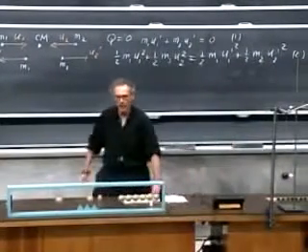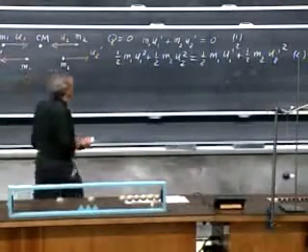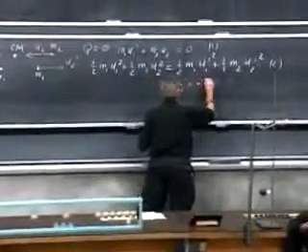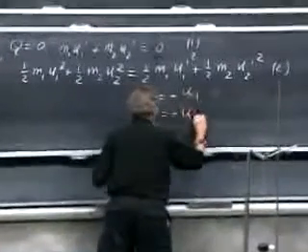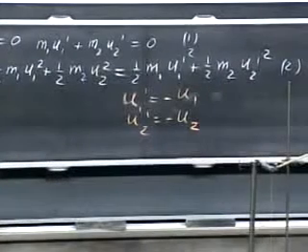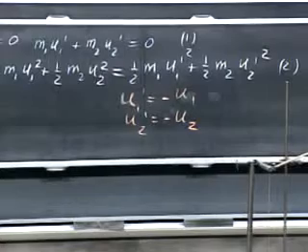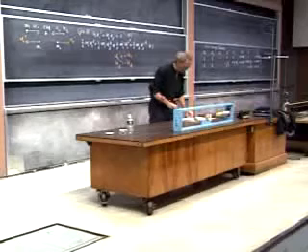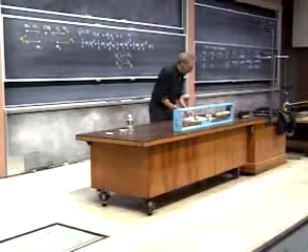Nature can solve that quicker than we can, and the result is amazing. The result in the center of mass is that u1 prime equals minus u1 and u2 prime equals minus u2. And that is an amazing result when you think about it. It means that in the center of mass, all that happens is that the velocities reverse directions, but the speeds remain the same. And that is a remarkable result.